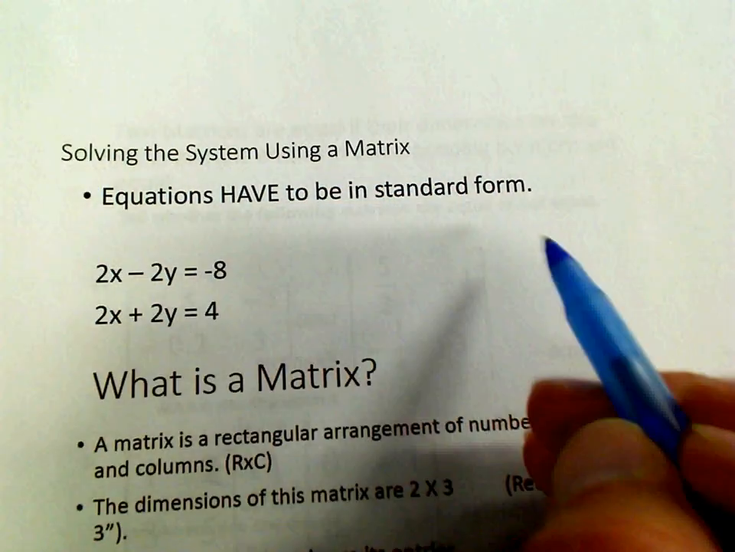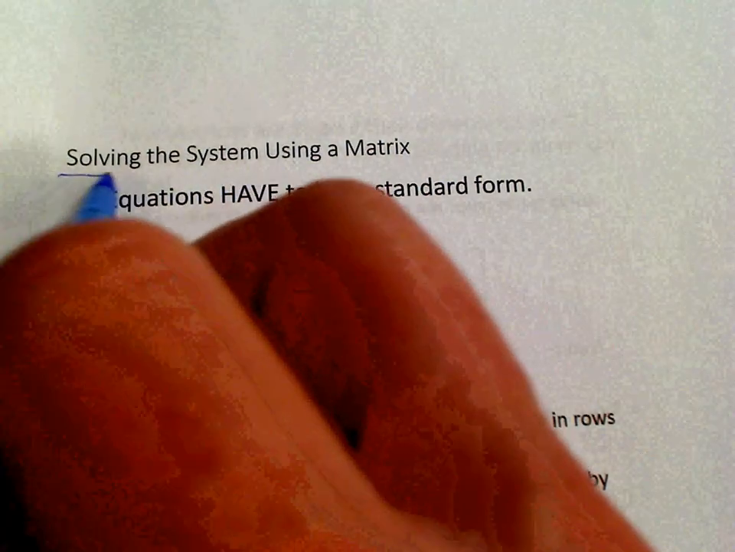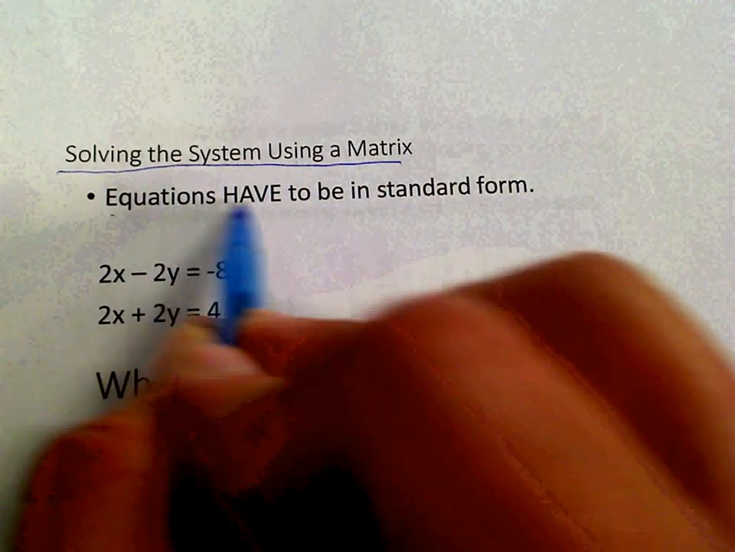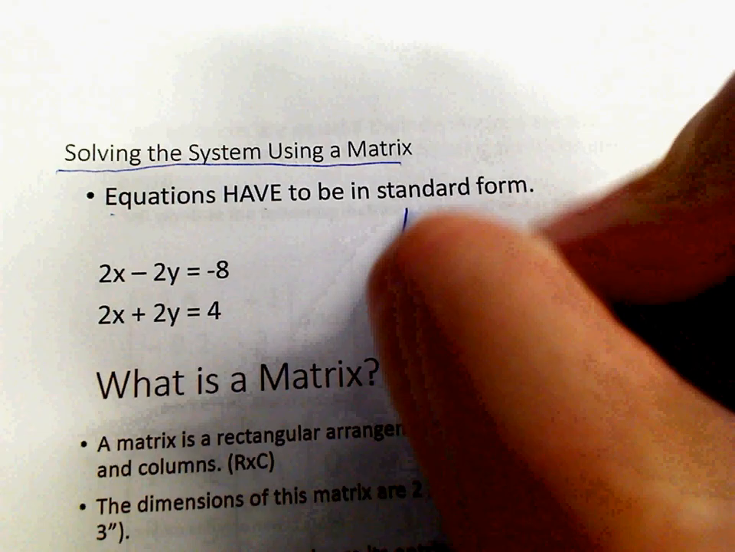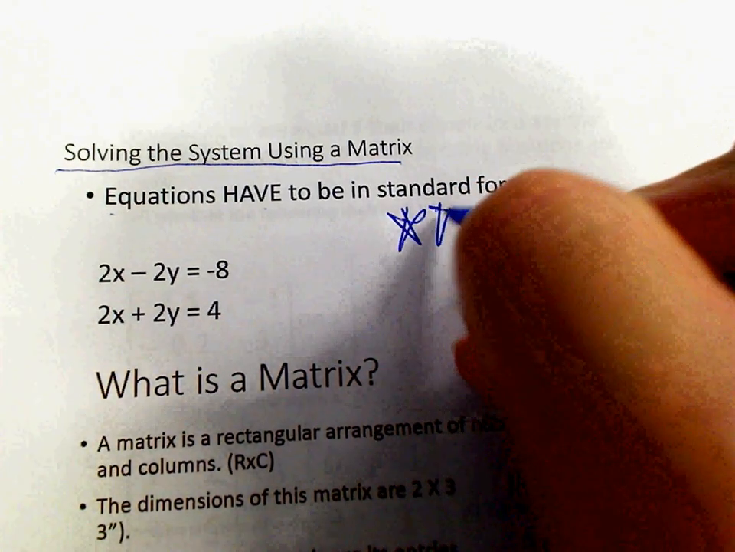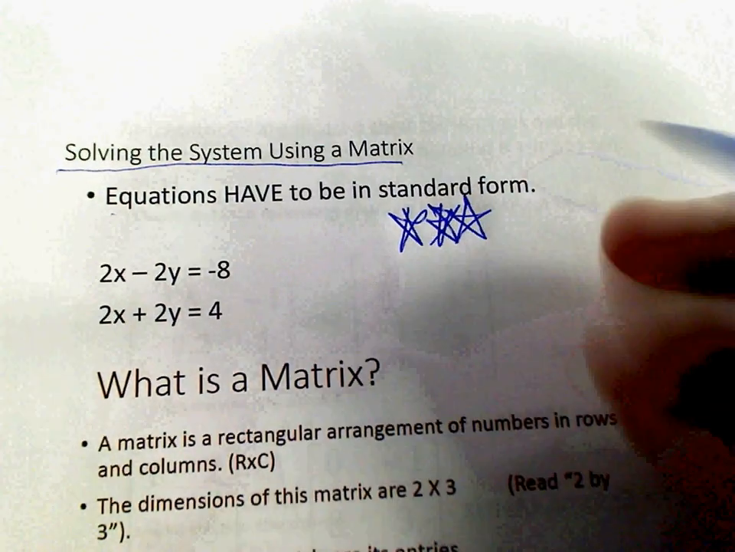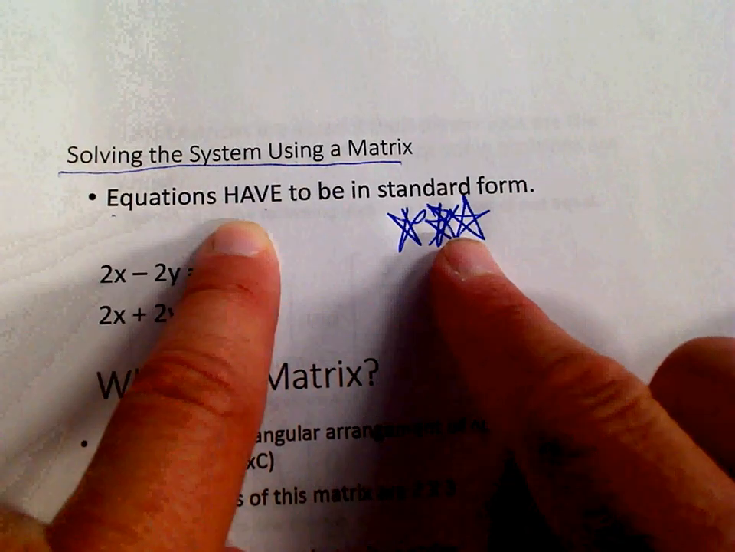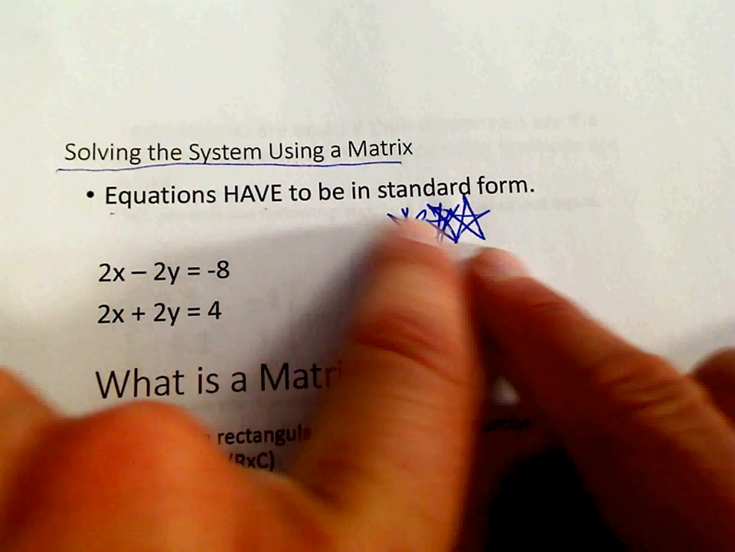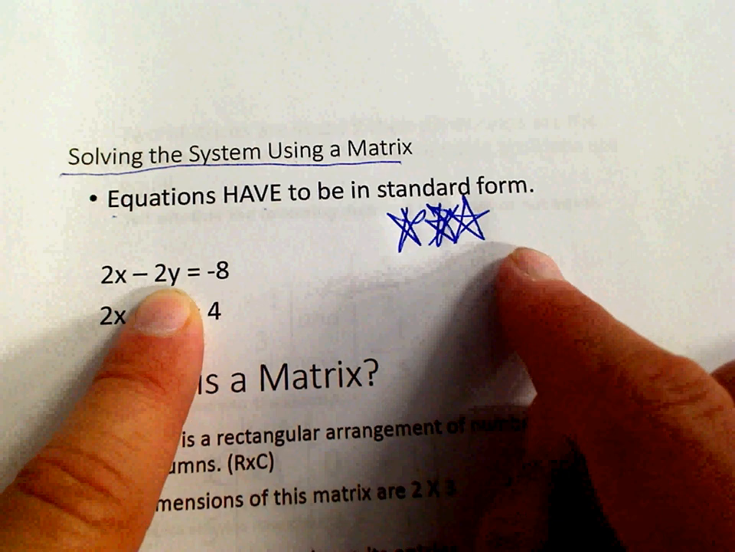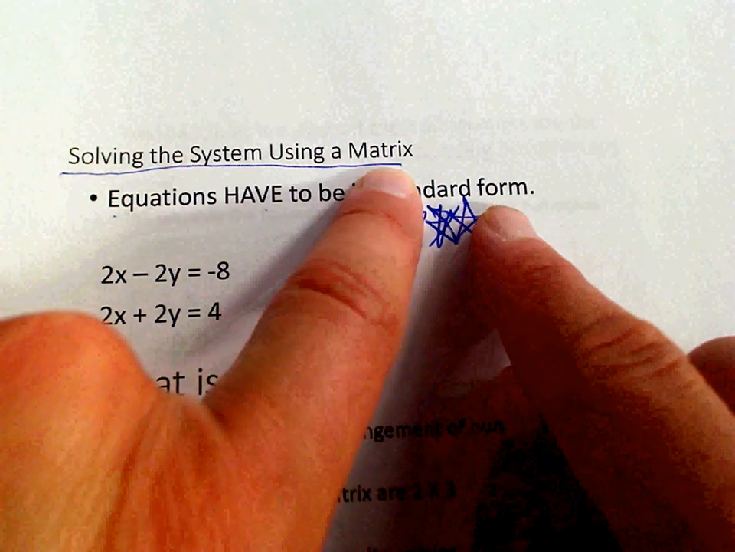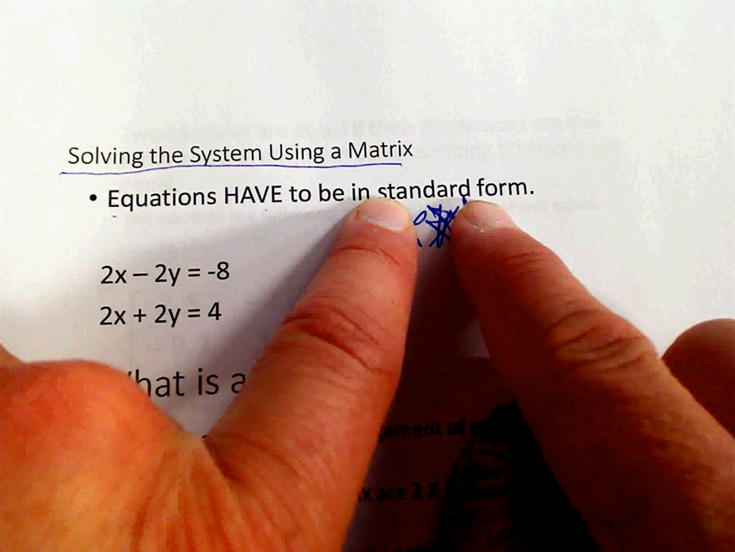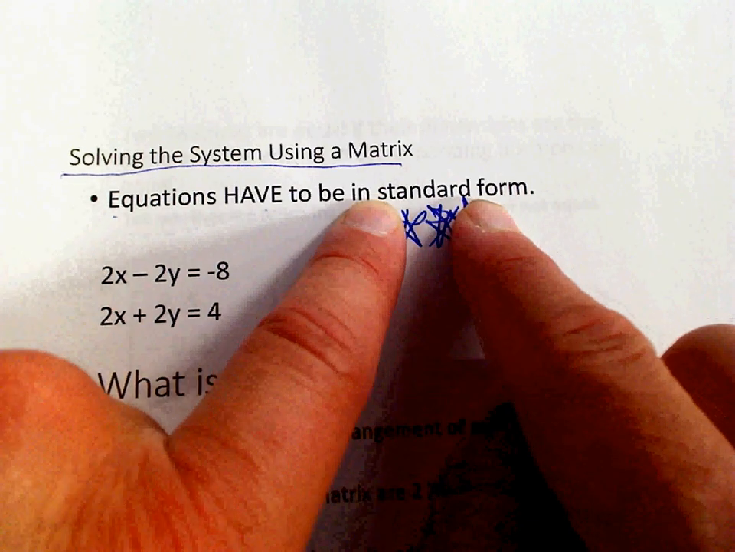Right here, this very first part says solving the system using a matrix: equations have to be in standard form. Put a star, put 2 stars, put 3 stars by equations have to be in standard form. Oh my goodness, Mr. Bush, you do not like standard form. I don't. I do not like standard form, except for when I'm solving systems and I'm using matrices.